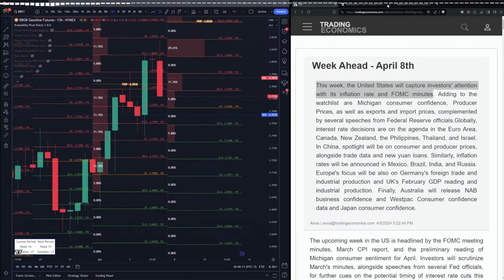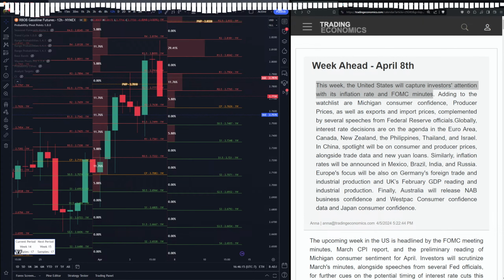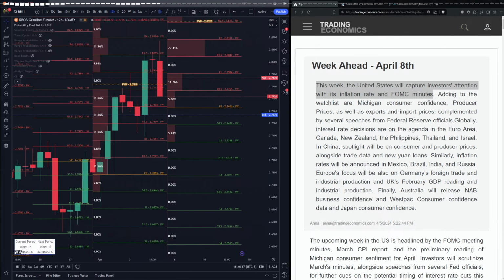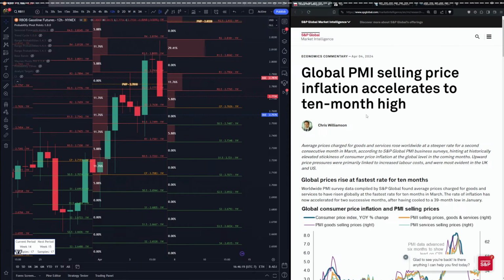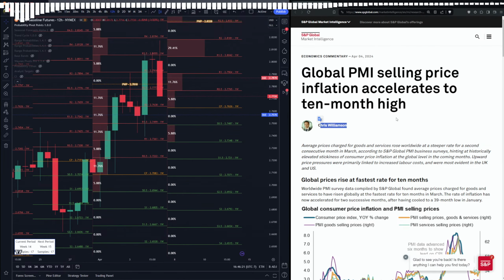Yeah, this is the problem. So in the Outlook review session, I'm going to be going over this article here. This is Chris Williamson.